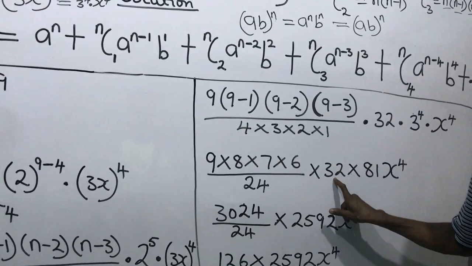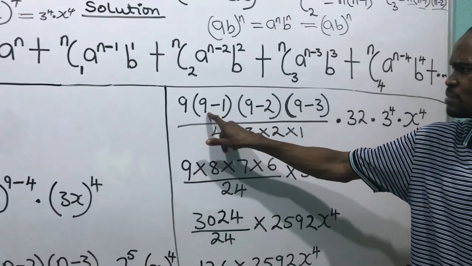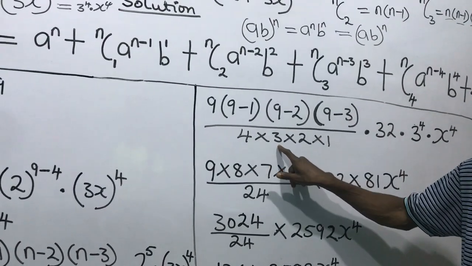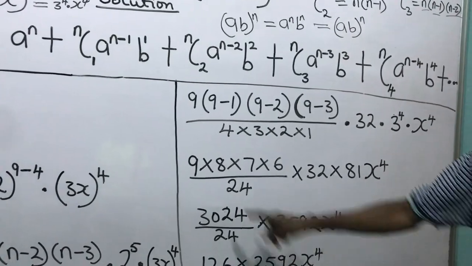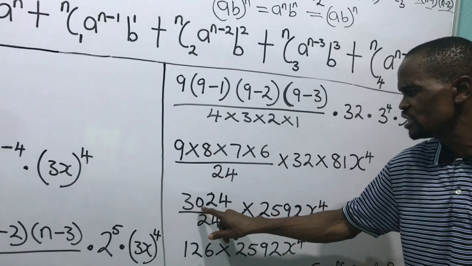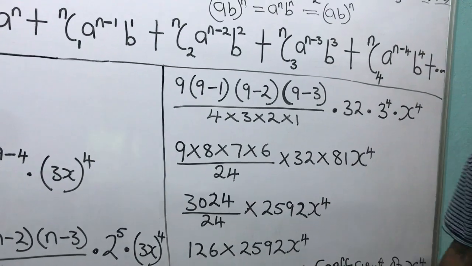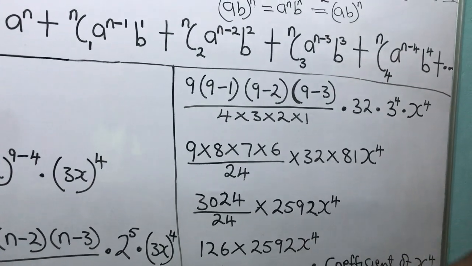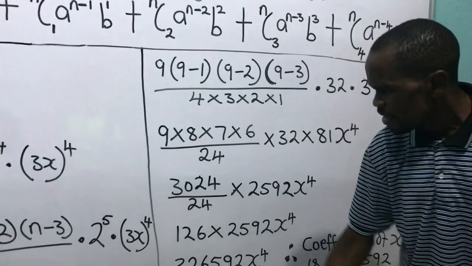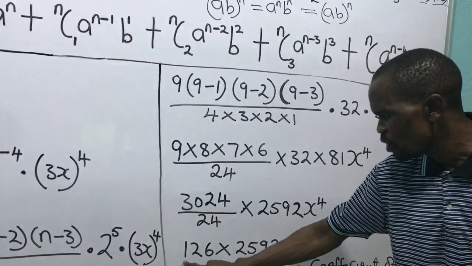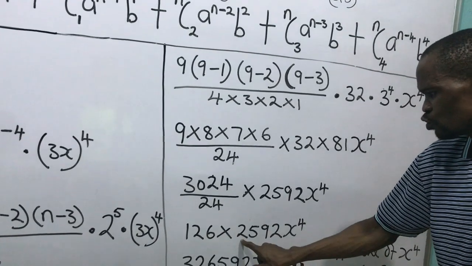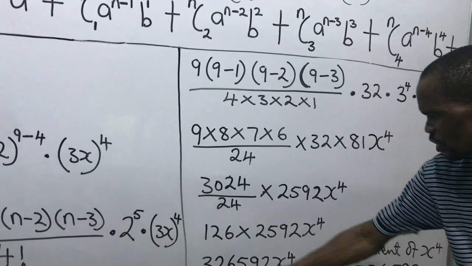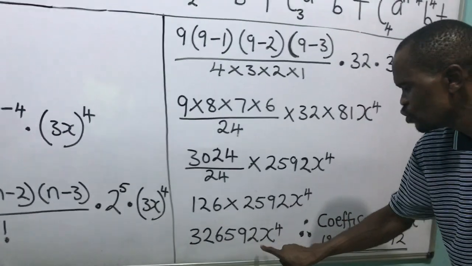Then times 32. Then this will give me 9, this minus this will give me 8, this minus this will give me 7, this minus this will give me 6, all over this times this times this times this will give me 24. Then this times this times this times this will give me 3024, divided by 24. And 32 times 81 will give me 2592 x raised to the power 4. If I divide 3024 by 24, it will give me 126 times 2592 x raised to the power 4. Then when you multiply this by this, it will give me 326592 x raised to the power 4.